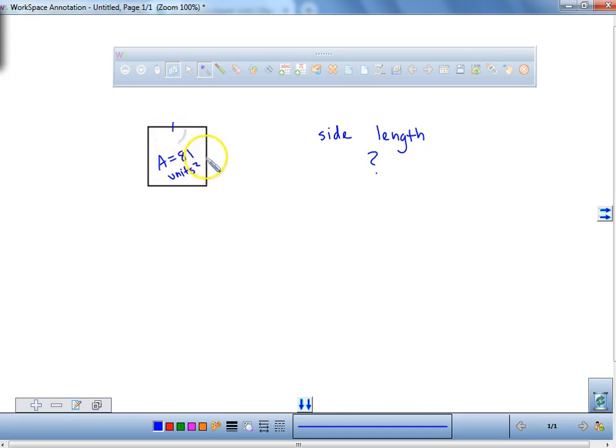Like the length of one of the sides. Like this is considered to be the length of the side. This is a side. Okay, these are all sides of the square. Like, how could I figure out, if I knew the area of the square, how could I get back to the side length? Does anybody know the answer?